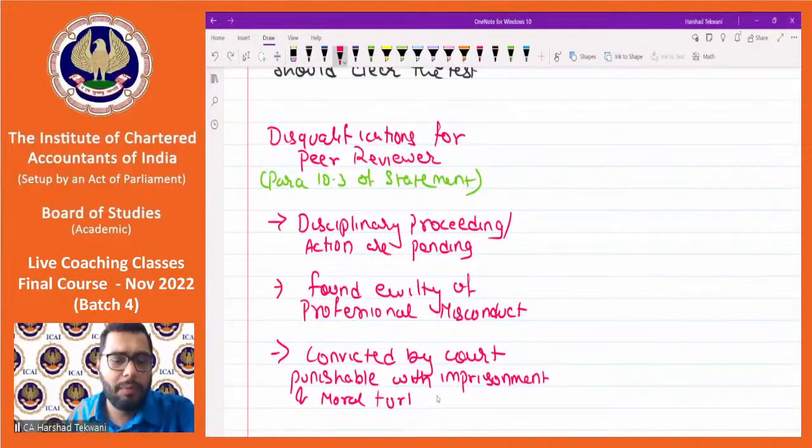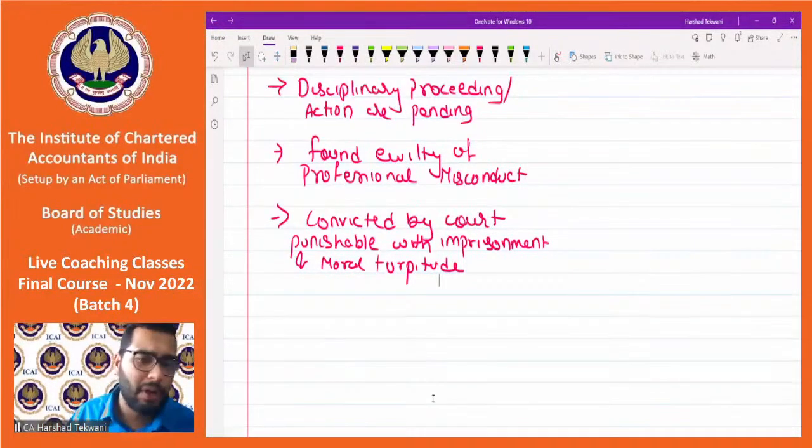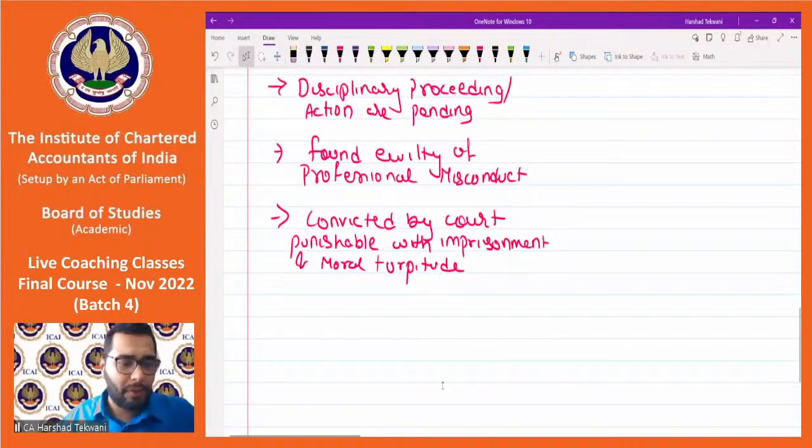Why? Because why are we writing punishable with imprisonment or involving moral turpitude? The reason here is that, let's say for example, a traffic violation. Now by mistake you crossed the line at the signal and you were fined. Okay, that is also being convicted by court. But the punishment is not imprisonment, and that does not involve moral turpitude. It only involves a traffic violation. So that's why it is not to say that every conviction by court is of this particular nature, where there is an imprisonment or this particular provision will get attracted.